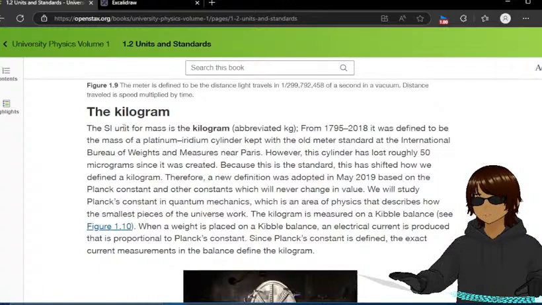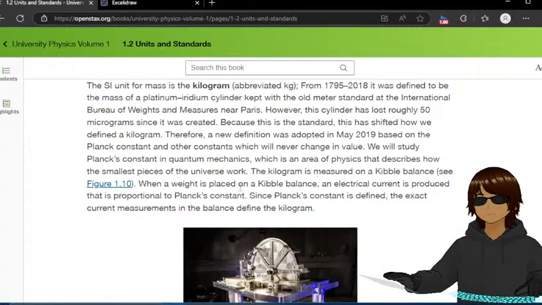The kilogram. The SI unit for mass is the kilogram. From 1795 to 2018, it was defined to be the mass of a platinum-iridium cylinder kept with the old meter standard at the International Bureau of Weights and Measures near Paris. However, this cylinder has lost roughly 50 micrograms since it was created. Because this is the standard, this shifted how we define a kilogram. Therefore, a new definition was adopted in May 2019 based on Planck's constant and other constants which will never change in value. We will study Planck's constant in quantum mechanics, an area of physics that describes how the smallest pieces of the universe work. The kilogram is measured on a cable balance. When a weight is placed on the balance, an electric current is produced that is proportional to Planck's constant. Since Planck's constant is defined, the exact current measurements in the balance define the kilogram.